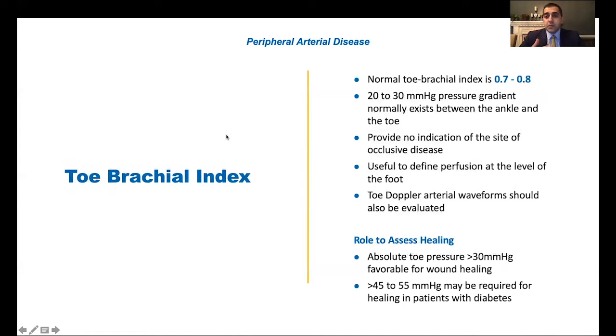And this is also used, just in some details, in those conditions where we do suspect it and we are looking for perfusion to the toes, particularly to the feet. This is used in conjunction with other arterial waveforms. The normal value, as you can see there, 0.7 to 0.8, is different than it is with the ABI that we just went over, because there is a pressure gradient that occurs between the ankles and the toes. The toe brachial index test also has a role to assess healing in patients with critical limb ischemia.